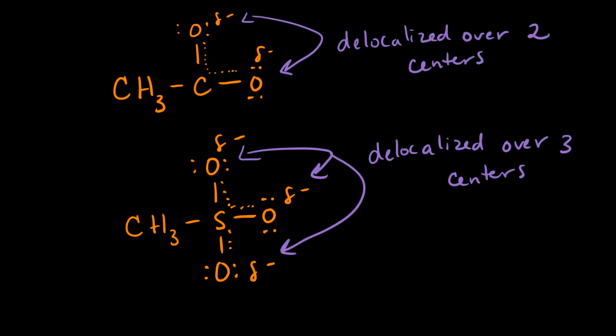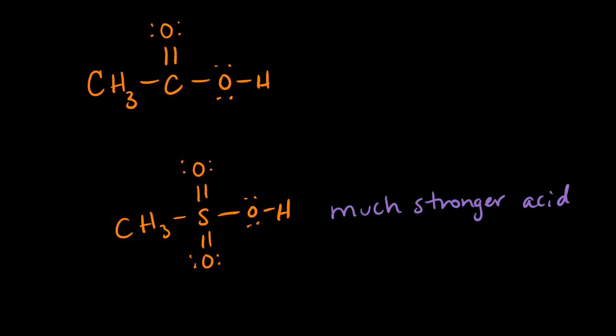The negative charge on acetate is delocalized over 2 oxygen centers, while in methyl sulfonate it can be delocalized over 3 oxygen centers. The result is that methyl sulfonic acid is a much stronger acid than acetic acid.